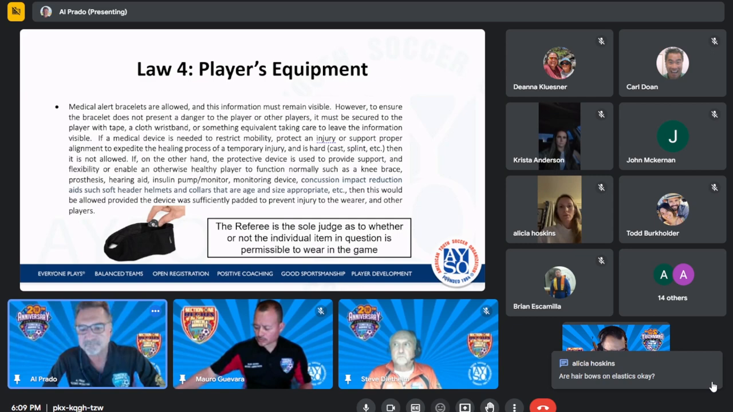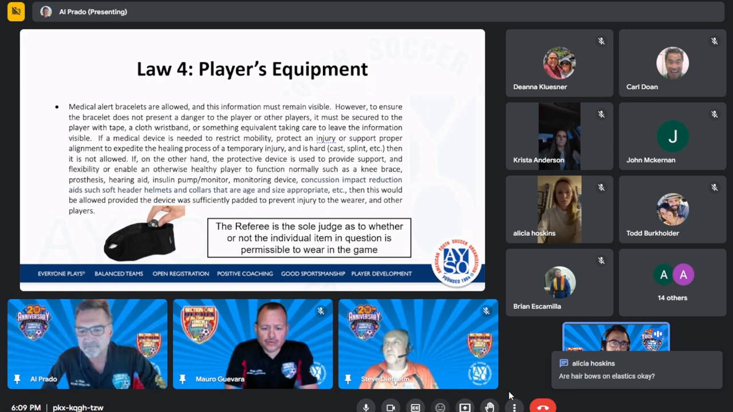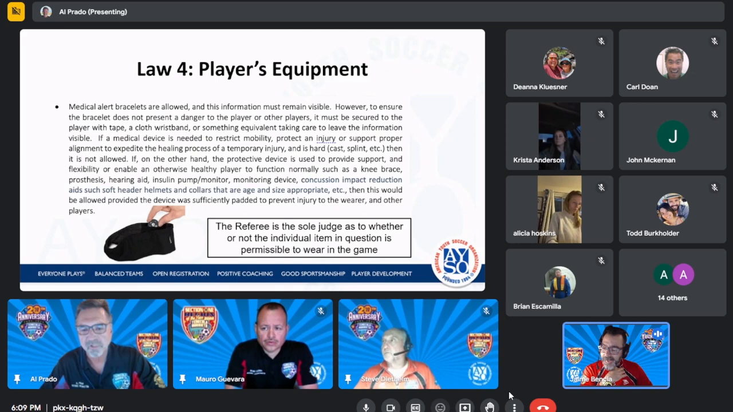Real quick question for you, Al. Not medical bracelets. So say, for example, necklaces. I know there's medical necklaces as well. And not to necessarily put you on the spot or anything, but is that allowed or not? Do you know?